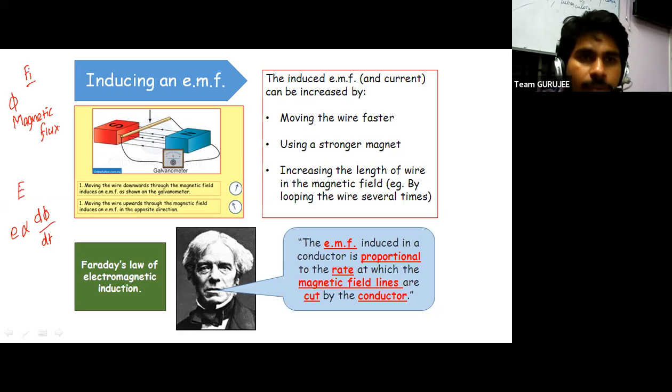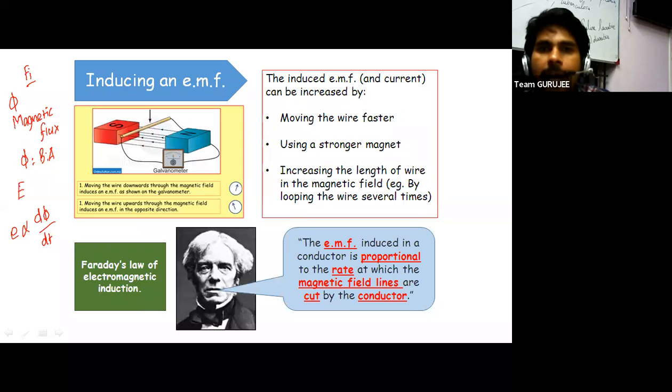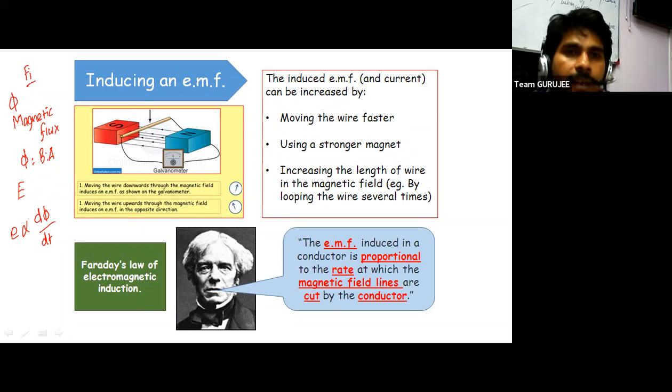Magnetic flux means the total number of magnetic lines in a given area. Phi equals B dot A, where capital B is the magnetic field and A is the area of cross section of the conductor.